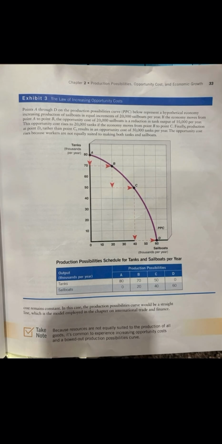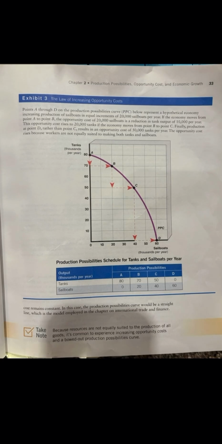In this case, the production possibilities curve would be a straight line, which is the model employed in the chapter on international trade and finance. Take note, because resources are not equally suited to the production of all goods, it's common to experience increasing opportunity costs and a bowed-out production possibilities curve.